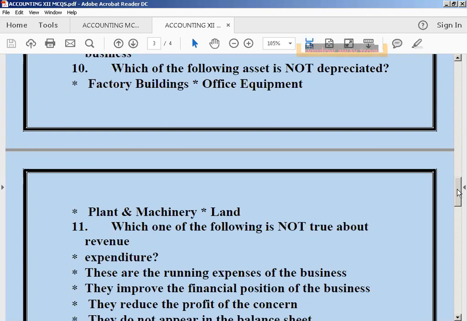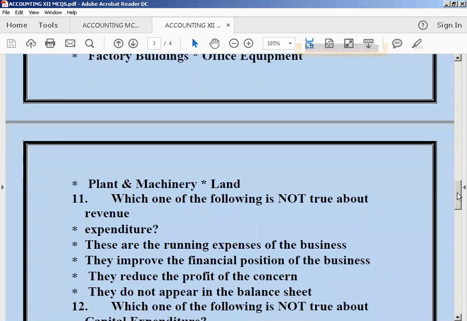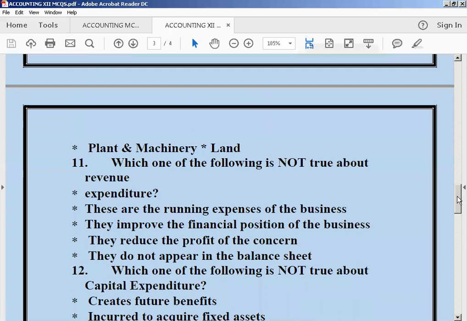Then, number 11, we have here, yes. Which of the following is not true about the revenue expenditure? This is not the option, children, this was an Enter press by mistake from me. Which of the following is not true about the revenue expenditure? Now your options start from here. Here I'm moving my cursor.